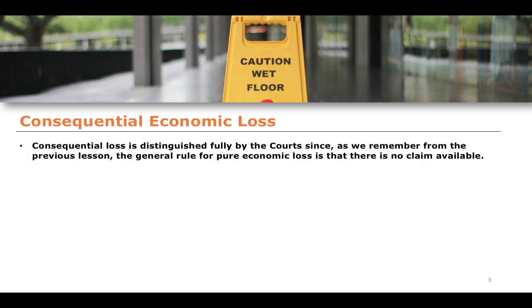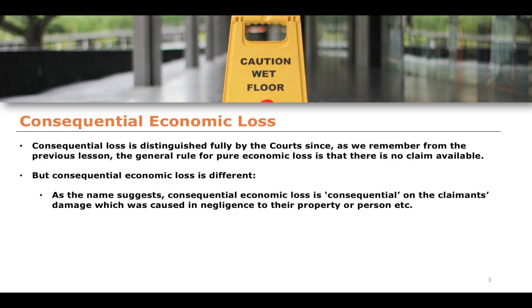So consequential economic loss is essentially distinguished fully by the courts, since, as we remember from the previous lesson, when we talk about economic loss which is pure, then there is no available claim. So, for example, if I was to, as the result of negligence, have suffered some kind of loss to profit, there is no physical damage to property, there is no personal injury, there is no psychiatric injury, anything like that. There is just a loss in profit for whatever the thing is that I have done. That would be considered pure economic loss, and there would be no claim available to me for that particular negligent action.